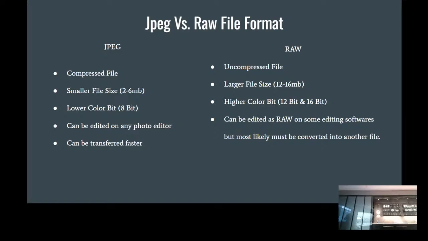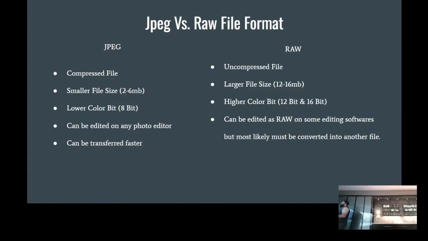Uncompressed file sizes, meaning larger. On the small one, 12 to 16 megabytes. My camera, which is 61 megapixels, puts each file at about 80 to 90 megabytes per photo that I take. So my SD card can only fit so many photos every time I go to shoot. That's why I keep 2 in the camera. That being said though, it has a higher color bit because of the file size, so 12 to 16 bit.